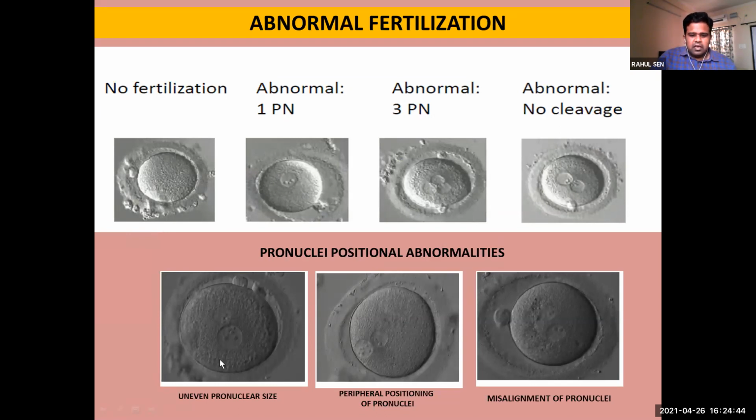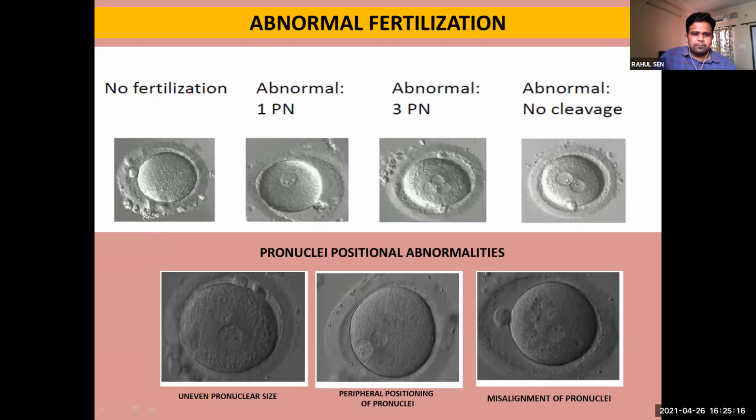Here you can see uneven pronuclear size: one is very much bigger and the other is very much smaller. In this other image, you can see they are not centrally located; they are shifted towards the periphery. And here there is a misalignment of pronuclei, meaning they are not juxtaposed to each other. So, how can these abnormalities be of different forms in ART?